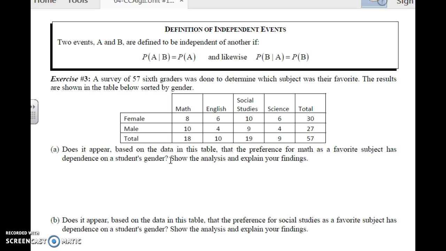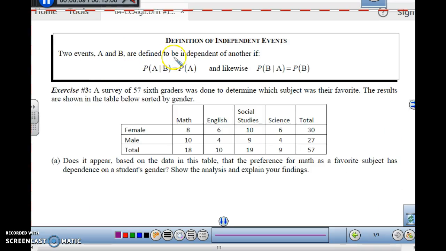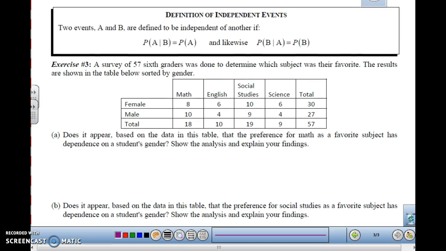All right, so the definition of independent events says, two events, A and B, are defined to be independent of one another if P of A given B equals P of A, and likewise if P of B given A equals P of B. So, let's take a look at this example. A survey of 57 sixth graders was done to determine what subject was their favorite. The results are shown in the table below, sorted by gender. Okay, so does it appear based on the data in the table that the preference for math as a favorite subject has dependence on a student's gender? Show the analysis and explain your findings.